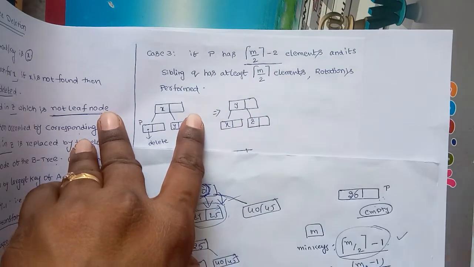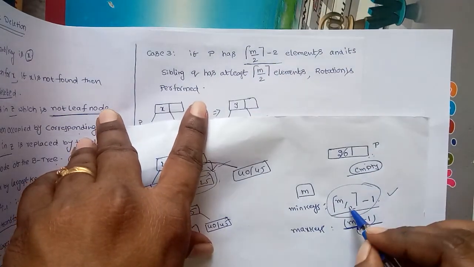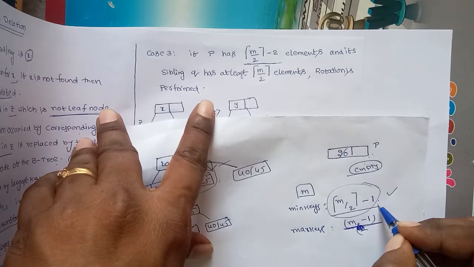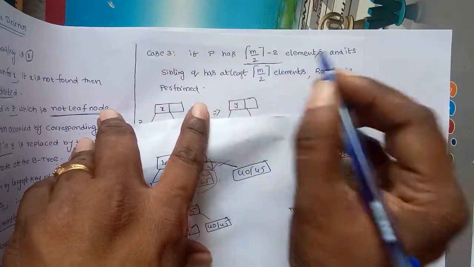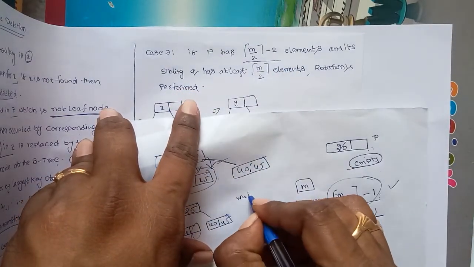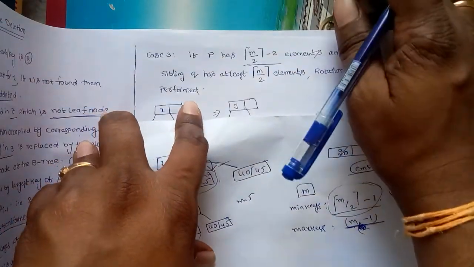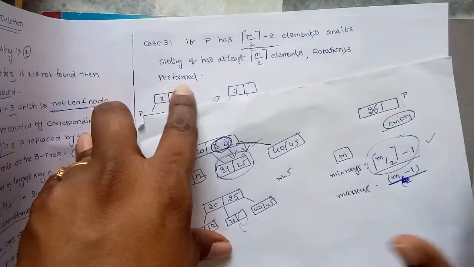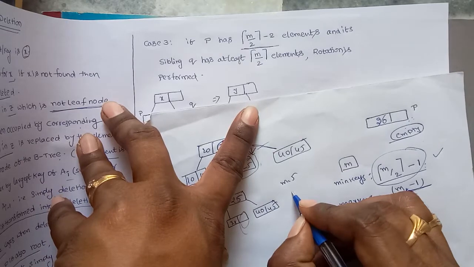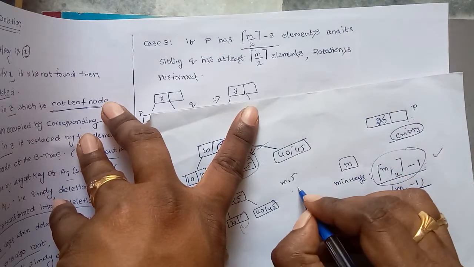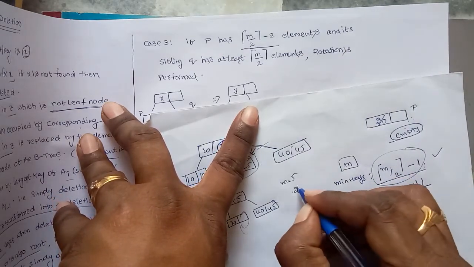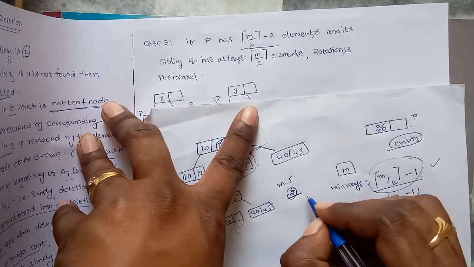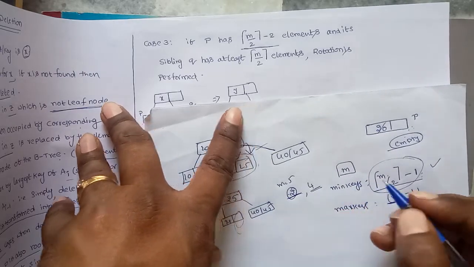Why? Because the minimum number of elements required is m/2 minus 1. But after deletion, for example, if m is equal to 5, the minimum number of elements is m/2, that means 3, minus 1. The minimum number of elements is 2. The maximum number of elements is 4.